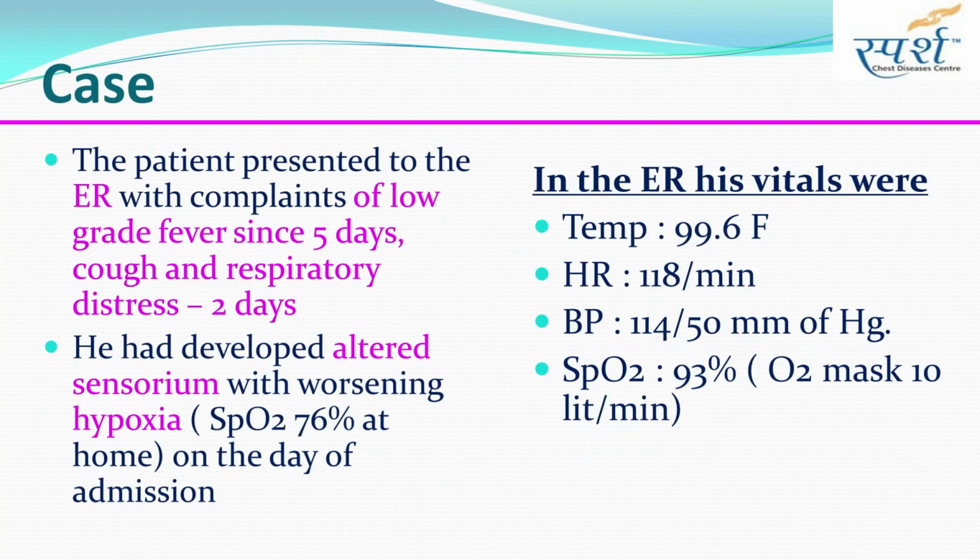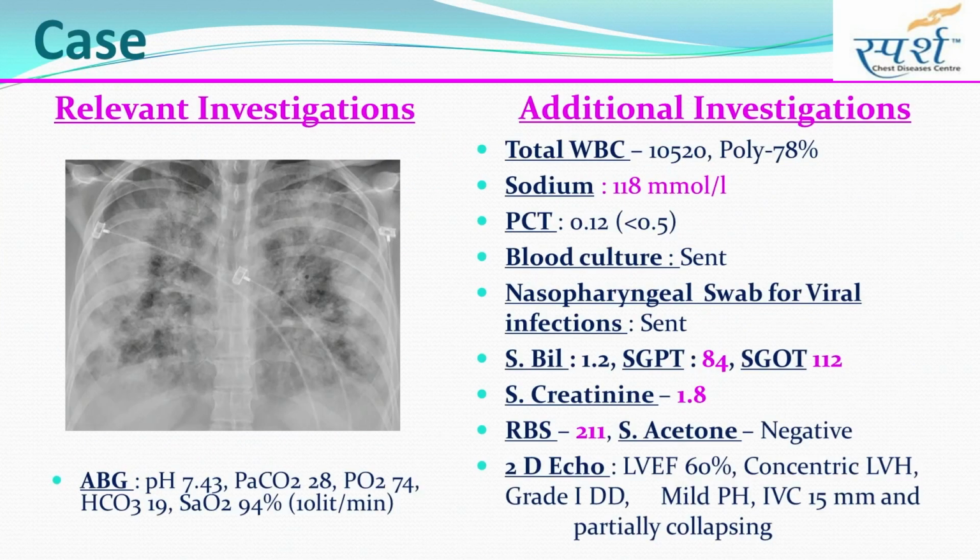Now, this patient presented to the ER with complaints of low-grade fever since the last 5 days, along with cough and respiratory distress. On the day of admission, he had altered behavior and he was hypoxic. When he comes to the ER, he has mild fever, he's tachycardic, he's hemodynamically stable, and his SpO2 on 10 liters of oxygen is around 93%. He was wheeled in from the 108. This is what his X-ray looks like, which we get in half an hour's time. Also get an ABG done. As you can see, he's significantly hypoxic, but apart from that, there's nothing on the ABG.